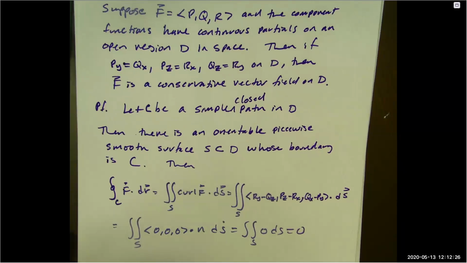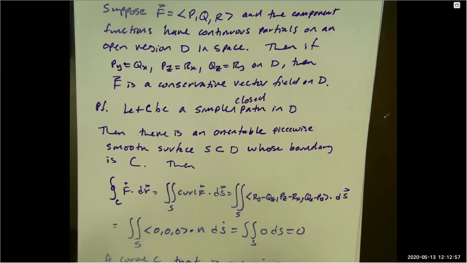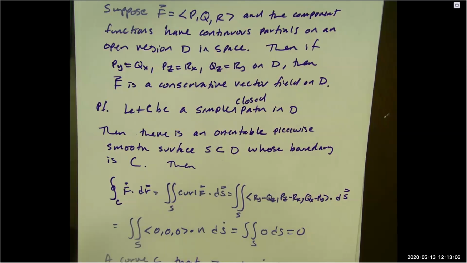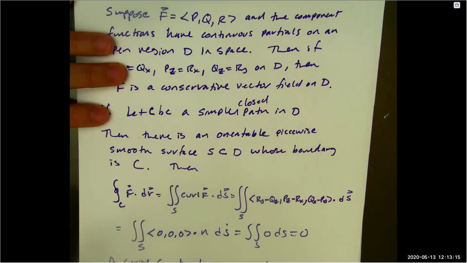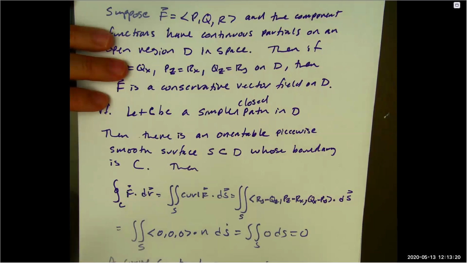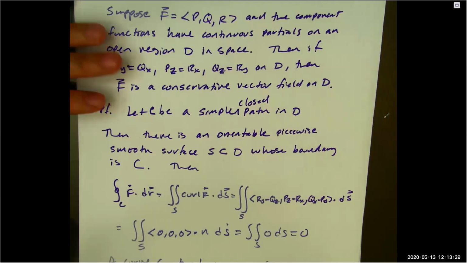So a curve C that is not simple can be broken up into a number of simple closed curves, C1, C2, all the way to Cn, with C equal to C1 union C2 union Cn.